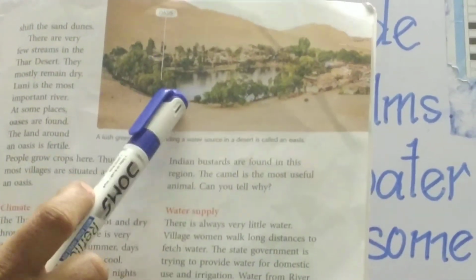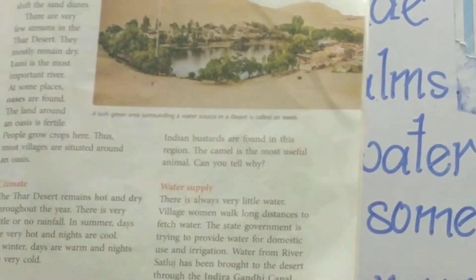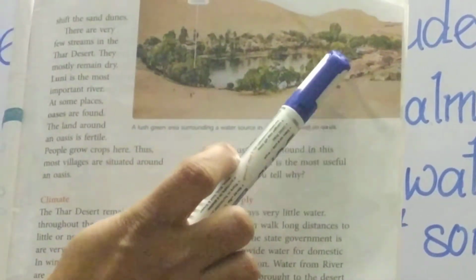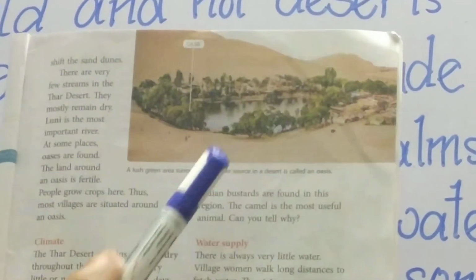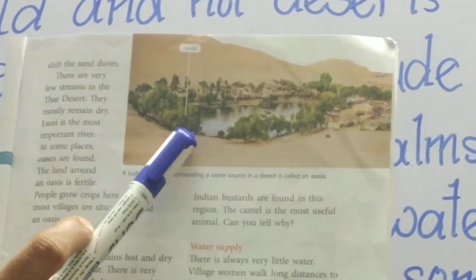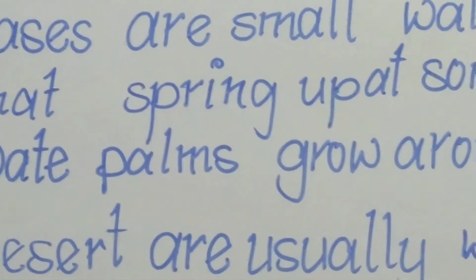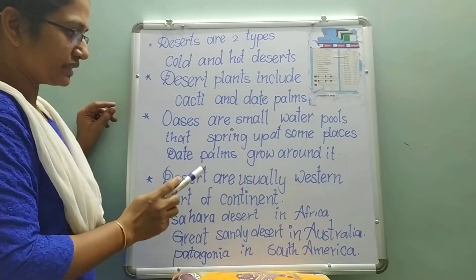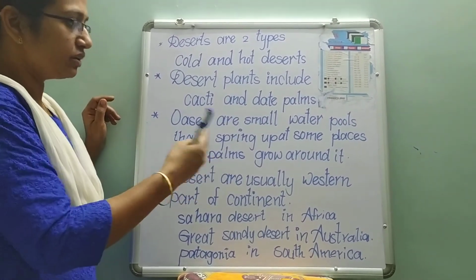Around the oasis, date palms will be there, and the land around this oasis will be fertile, and people used to live around it. So automatically villages will be there around. You can see here in this picture, some houses are there. So a village will be formed around this oasis and people used to grow crops. Okay children. Oases are small water pools that spring up at some places in the deserts. Date palms grow around the oasis.